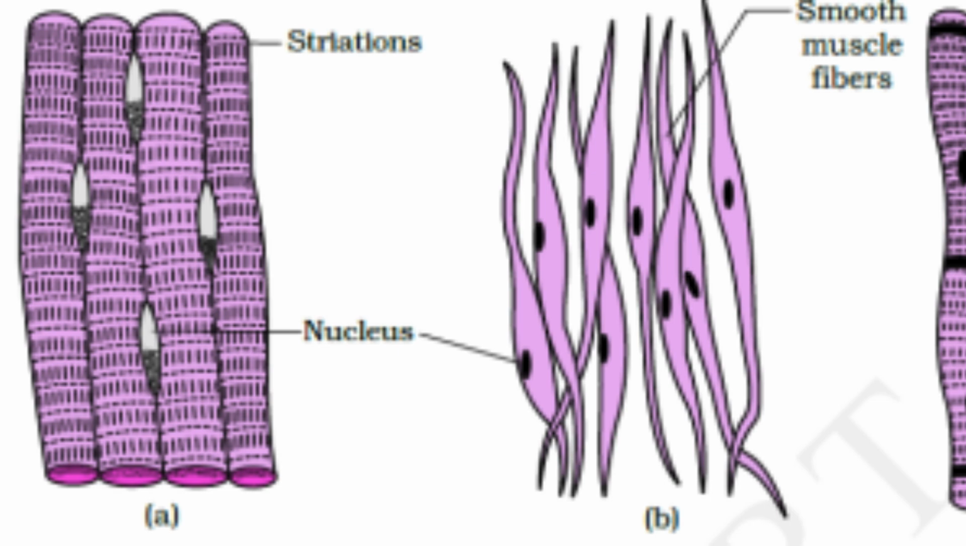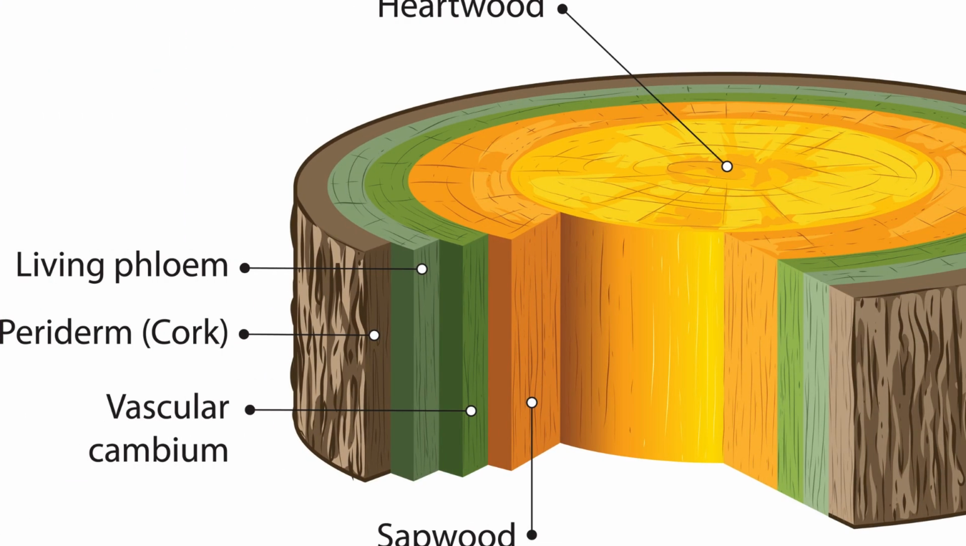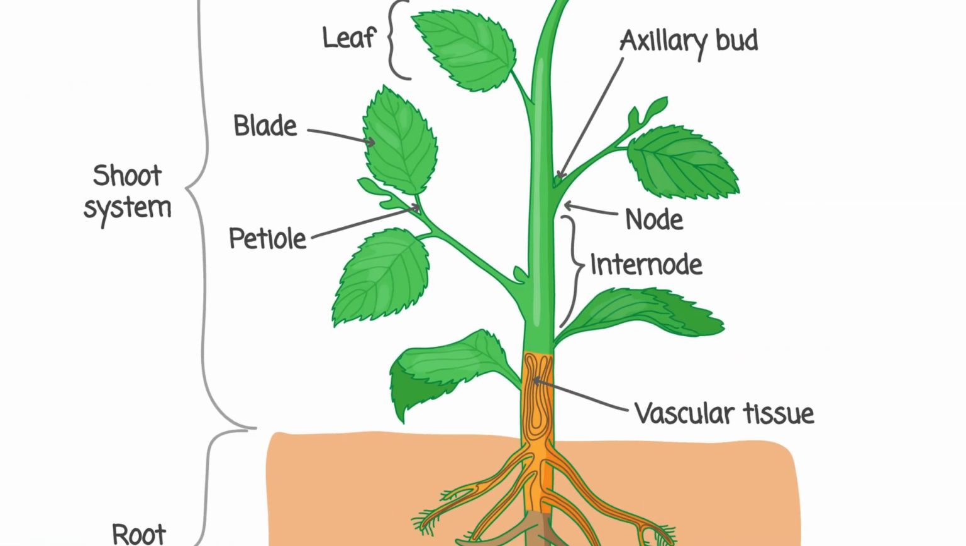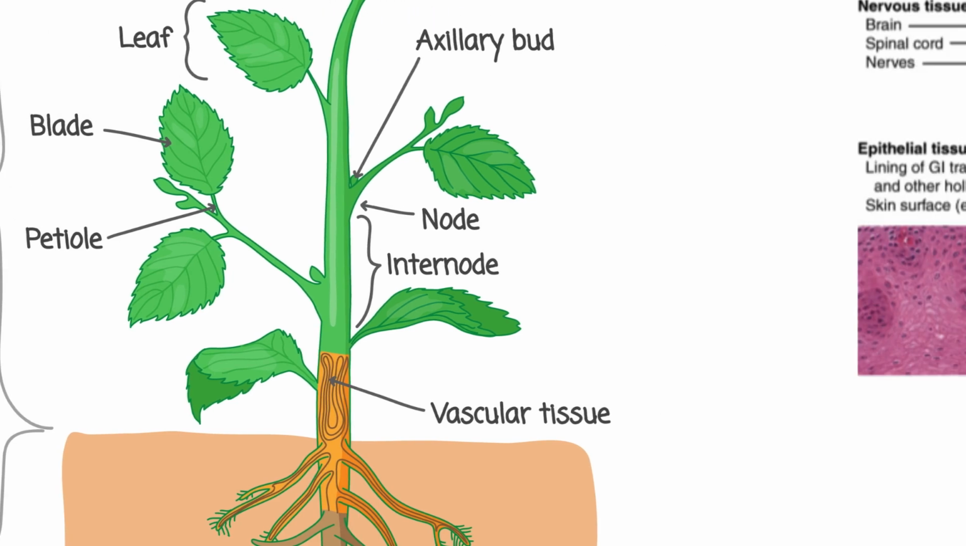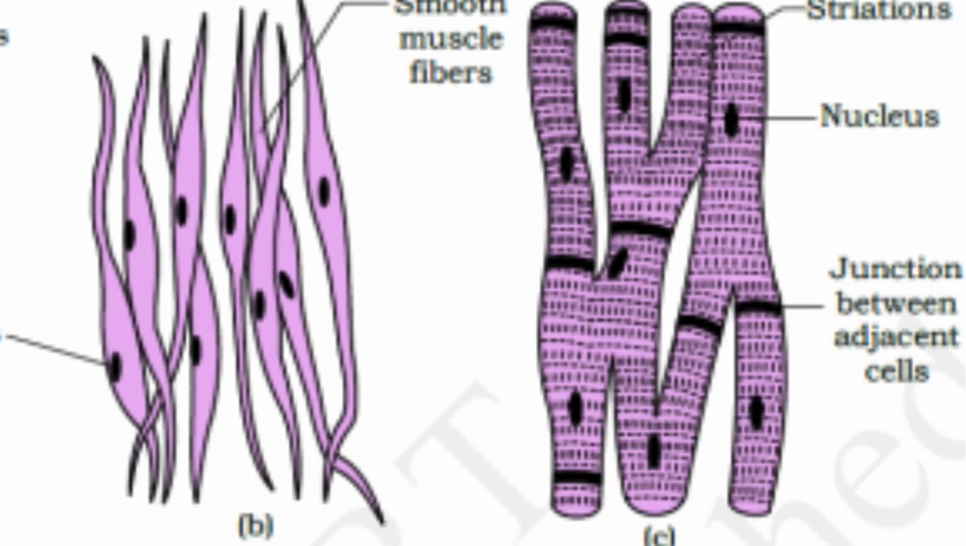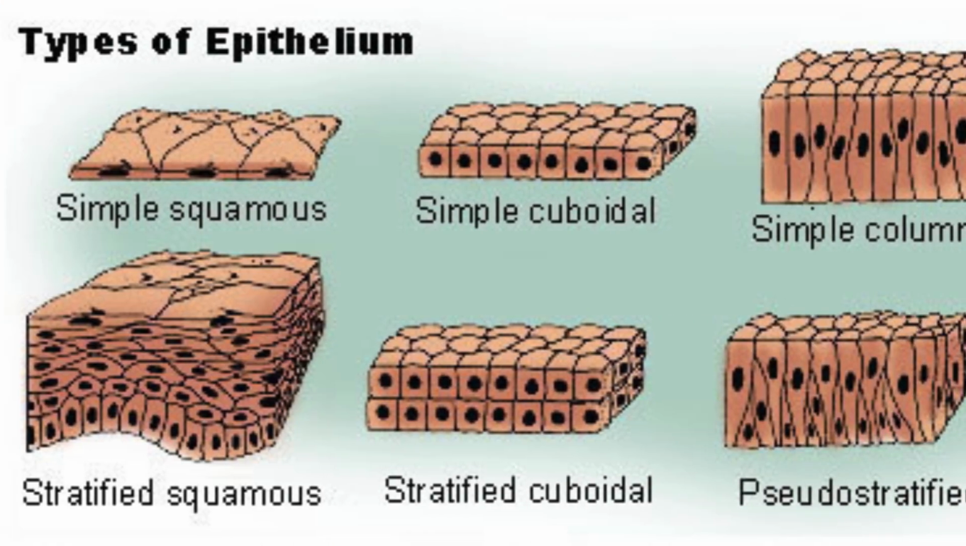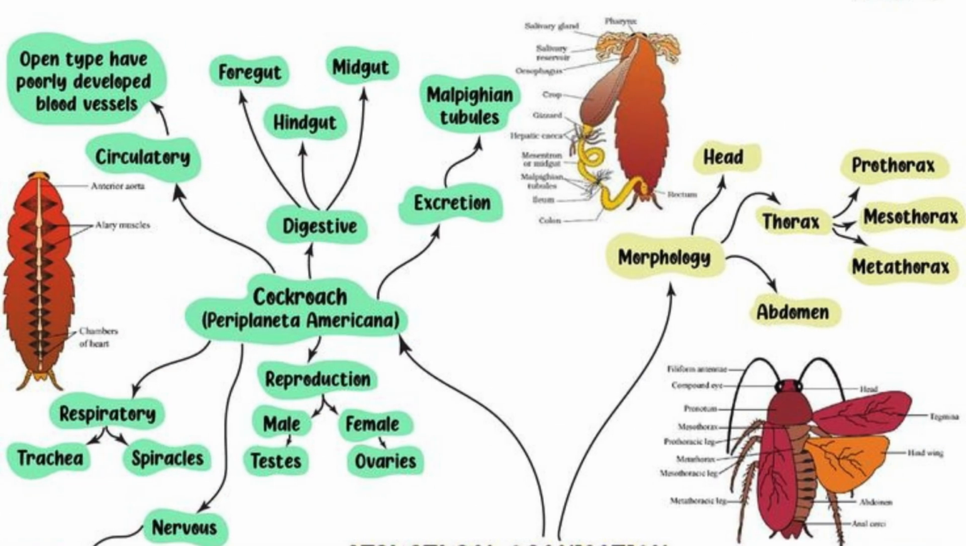We'll focus on epithelial tissues from the Structural Organization in Animals and Plants unit. Do you remember what tissues are? Yes, tissues are groups of similar cells working together to perform a specific function. Excellent. Now, epithelial tissue is one of the four types of animal tissues. It acts as a protective covering for the body and lines the internal organs and cavities. Think of it like the walls of a house that provide protection and structure.